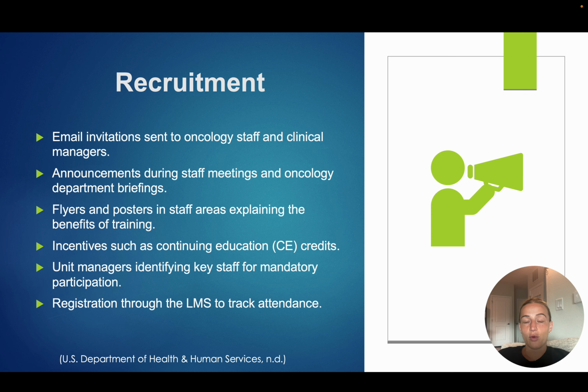Recruitment will begin with formal email invitations and announcements during oncology staff meetings. Flyers and posters will highlight the importance of compliance and the risks of legal issues in informatics. CE credits will motivate participation, while unit managers will identify staff who need the training the most. Registration will be managed through the LMS to keep an accurate record of participants and track completion rates.